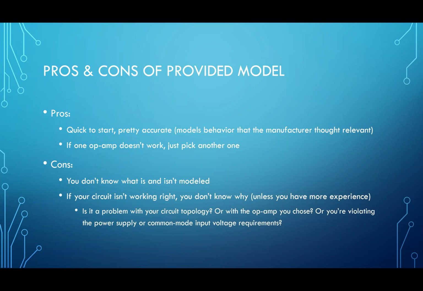It doesn't give you any transparency into what parameters of the op amp are relevant to making your circuit work. Is it the gain bandwidth product? Is it the output impedance? Is it the slew rate that is insufficient? If your circuit is not working, right, you don't know why unless you have some acute insight into knowing how op amps work. If you've taken a 442 class, perhaps, then you might have some better insight. But even then, it takes some time and experience to figure out how to get stuff to work. So if your circuit isn't working right, you just don't know why unless you have lots of experience. Is there a problem with your circuit topology or with the op amp that you chose? Maybe you're violating the power supply or common mode input voltage requirements, right? It's kind of hard to debug.